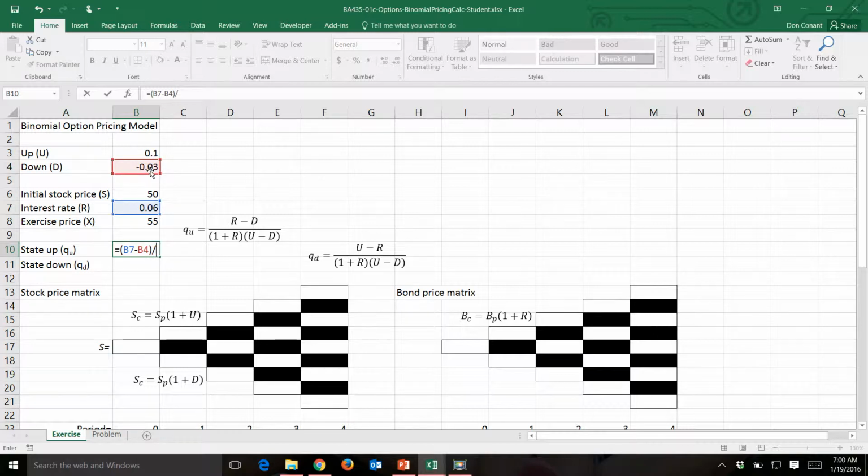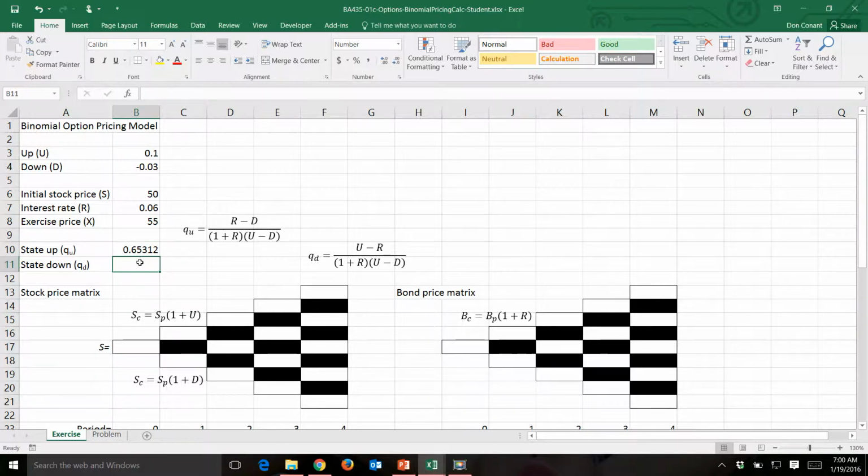over the quantity 1 plus R times the quantity U minus D. That gives me the probability of the state up, which is 0.65312.